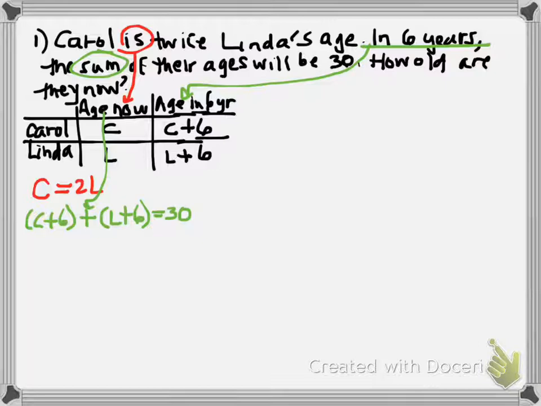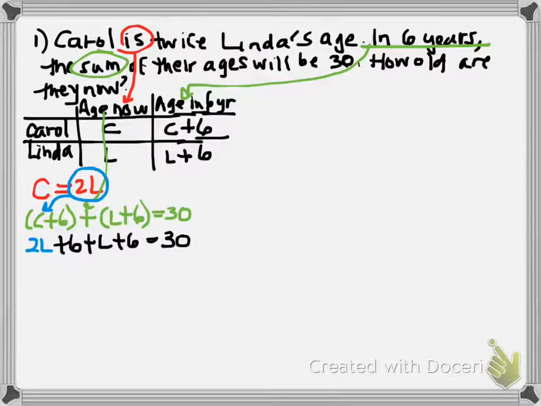Now, here's the interesting thing. Can I already start doing substitution? Do I need to simplify first? Okay, the answer is I don't need to simplify first. I've got C equals 2L, so I can take the expression that represents C, and I can substitute it in for C in the other equation. So that gives me 2L, and then the rest of it would be plus 6 plus L plus 6 equals 30.